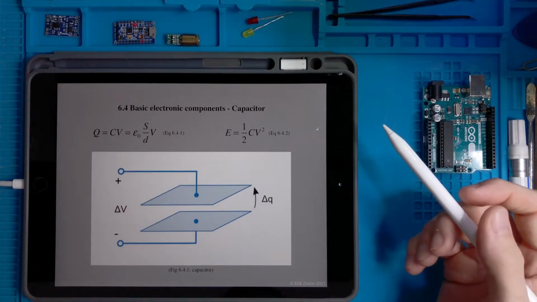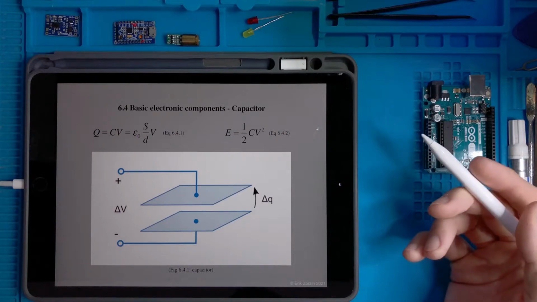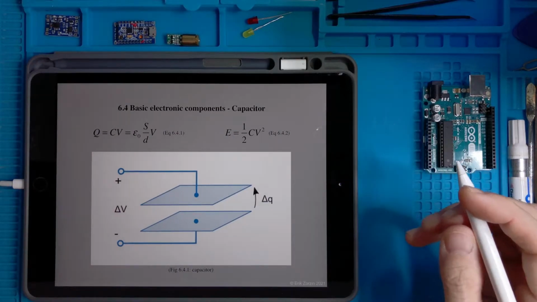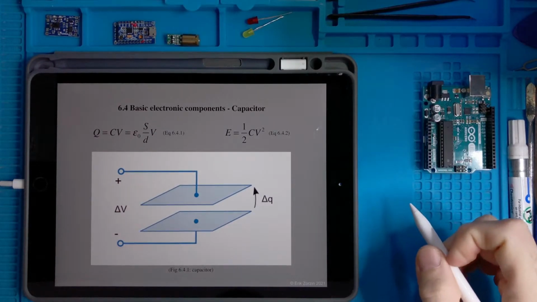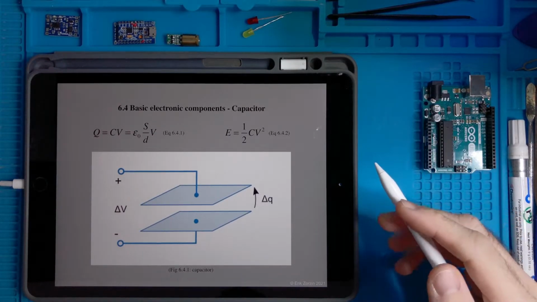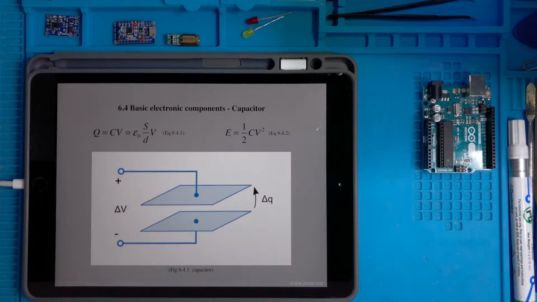Today we will speak about basic electronic components. So we have done the resistor, and now we will speak about another fundamental component which is called capacitor.